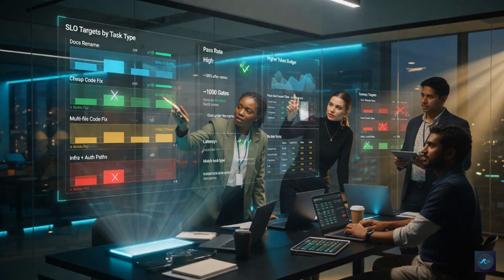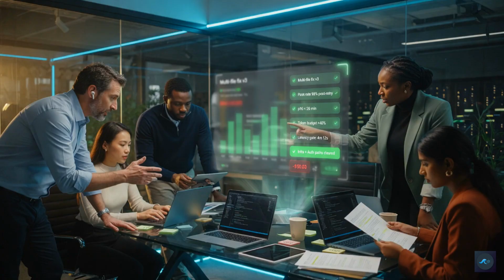Targets must match task type. Docs rename: cost under a few cents, latency under 5 minutes, pass rate high. Multi-file code fix: higher token budget, latency under 30 minutes P95, pass rate on hard gates near 100 after retries. Infra and off paths: expect more human time. Cost caps still apply on model spend.